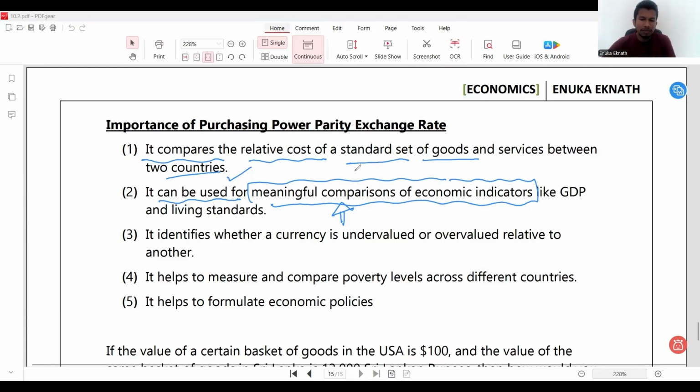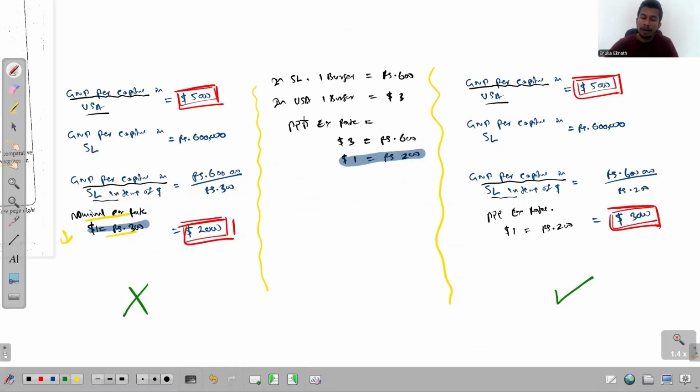Right? It's meaningful to use the purchasing power parity exchange rate when comparing GDP values or maybe when comparing standard of living between two countries. AI කියන එකට උත්තරේ මෙන්න මෙතන තියෙනවා. This nominal exchange rate can differ. The nominal exchange rate is somewhat higher. In this case, the nominal exchange rate is somewhat higher than the purchasing power parity exchange rate.